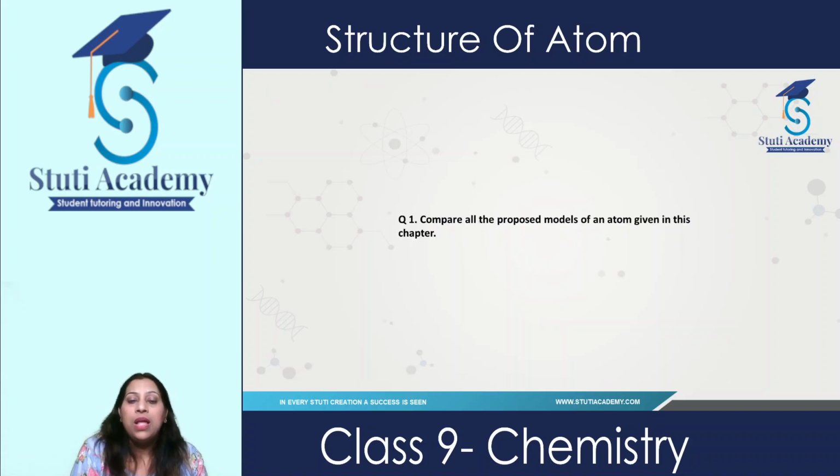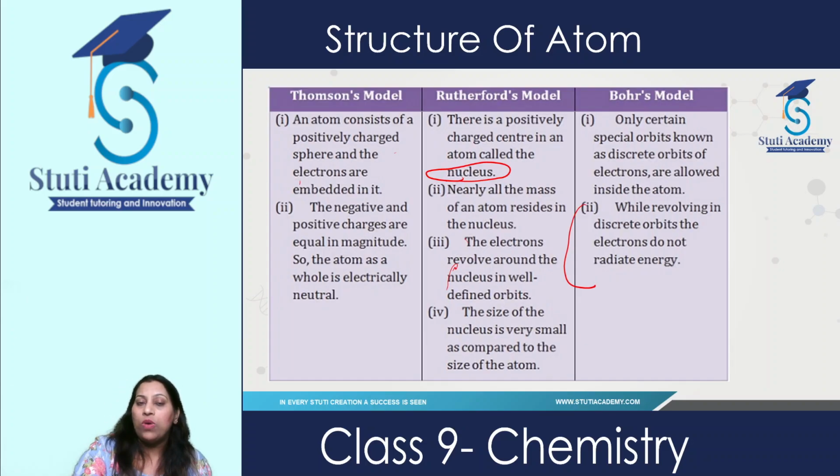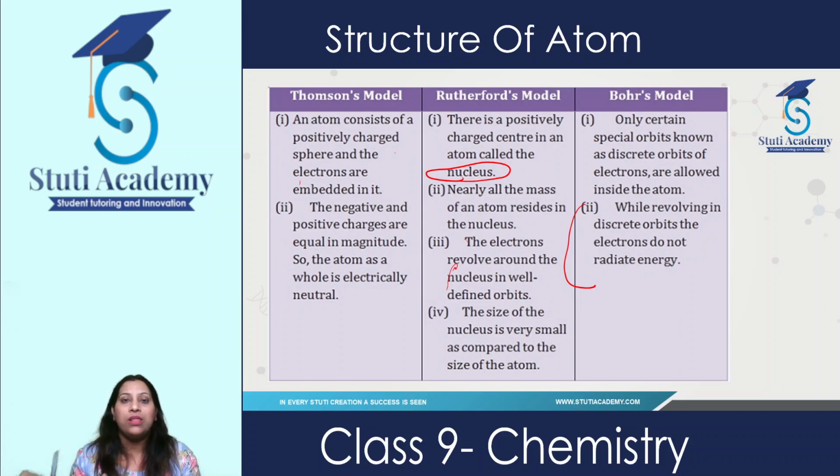Now a question can come: compare all the proposed models of an atom in this chapter. So in this question you need to write all these 3 points, or you compare these models in a tabular form. This is the best way to represent your answer. This gives the clarity of all the models in detail. When this question comes in exam, generally it comes for 3 marks. So in that you'll explain all the postulates of all the 3 models given by Thomson, Rutherford and Bohr. So this is an extremely important table which also gives the summary of the 3 models given by these 3 scientists.